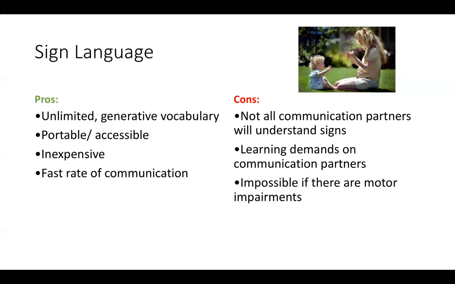There are a lot of learning demands placed on the communication partners to learn sign language. One thing that's important to keep in mind is that the family members and the therapist will always have to be one step ahead of the child. Children learn from imitation and modeling most of the time, so they have to see new signs modeled for them in order to learn new signs, otherwise their language growth is going to plateau. And lastly, for many kids, sign language just might not be a possibility if there are significant motor impairments.